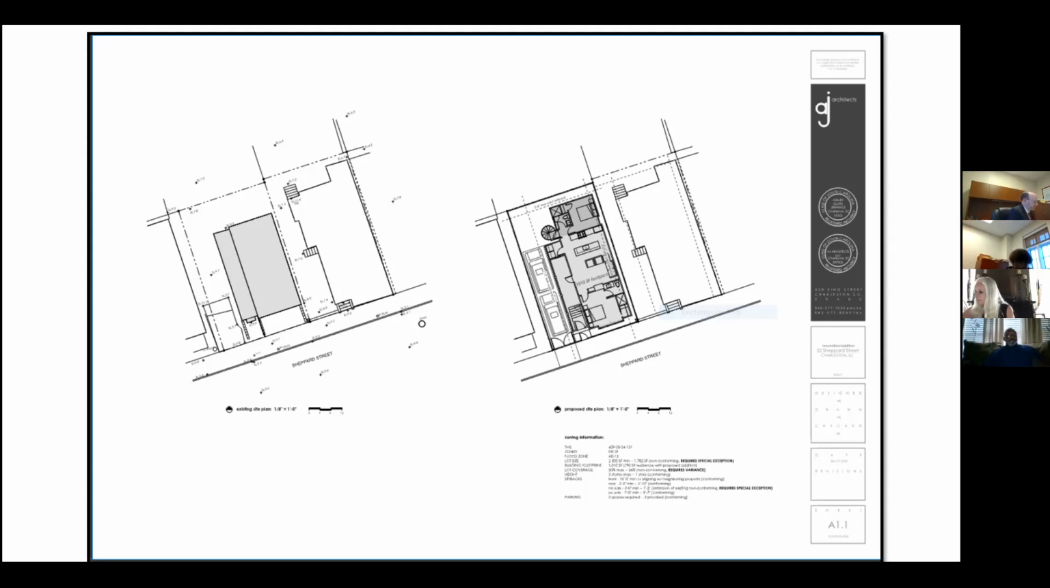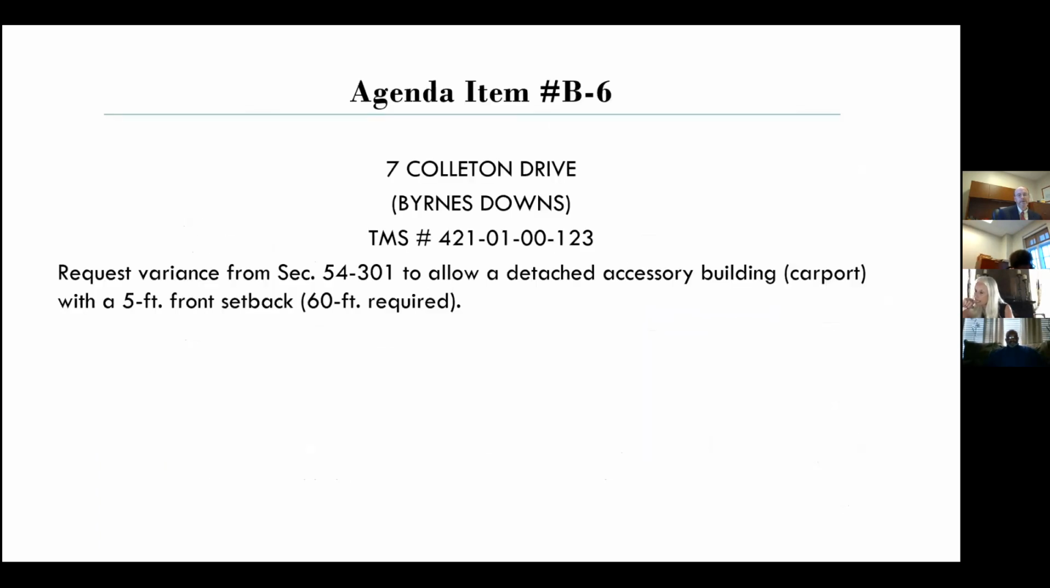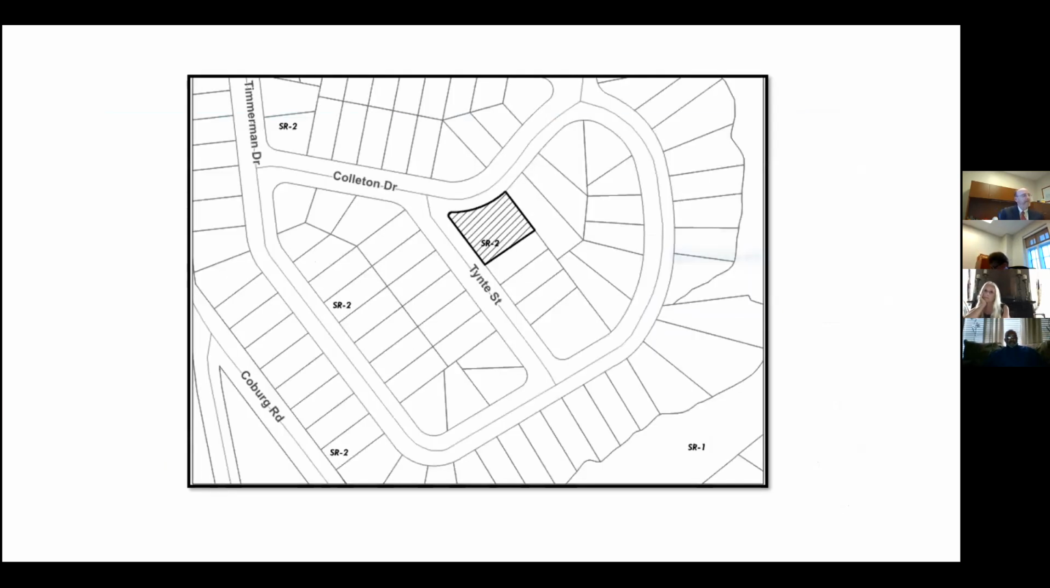Next item on the agenda is 7 Colleton Drive, Burnsdown. Request variance from section 54-301 to allow a detached accessory building carport with a 5-foot front setback, 60 feet required, zone SR2. So 7 Colleton Drive is a home in Burnsdowns. And like many of the homes in Burnsdowns, it does not have a garage. But you can see from this map that this lot is a bit unusual. It is on the intersection of Colleton Drive and 10th Street.